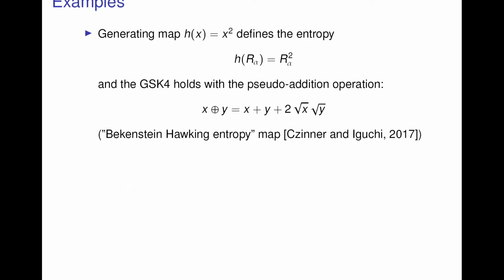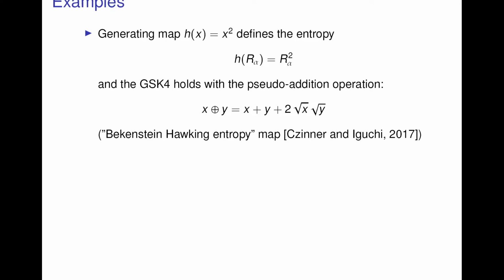It will be, I guess, the simplest possible choice for generating map. And then we will obtain the entropy, which is the square of Rényi entropy. And this entropy will essentially have the pseudo-additivity rule, x ⊕ y equals x plus y plus 2 square x square y. This is actually the pseudo-additivity rule followed by Bekenstein-Hawking entropy, and this gives us a nice analogy with black hole thermodynamics.